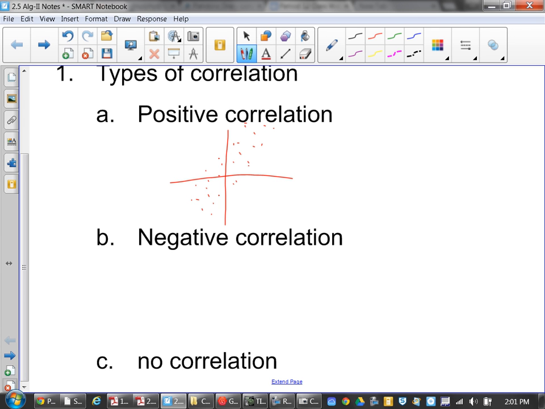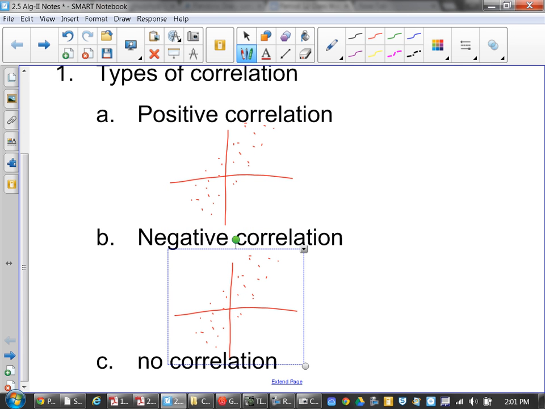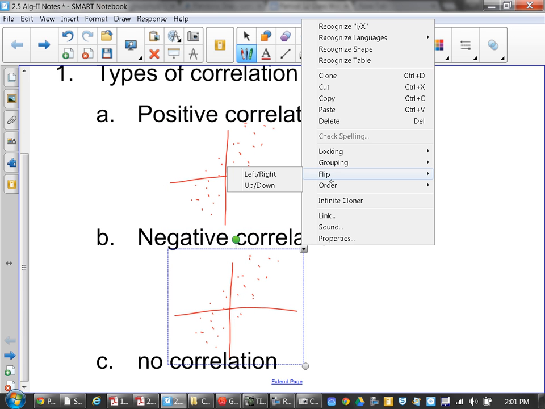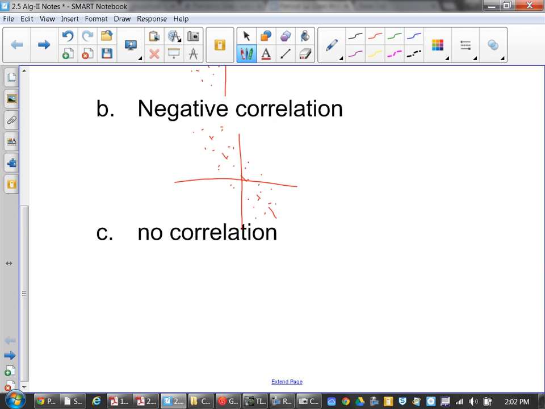What do you think the negative correlation is going to look like? Does it look the same except it's going down? Is it up and left? It's going down and right. It's always going down and right. Up and left, down and right. Remember, when you're talking about slopes, your first step was always to go up or down. The next step was always to move to the right.